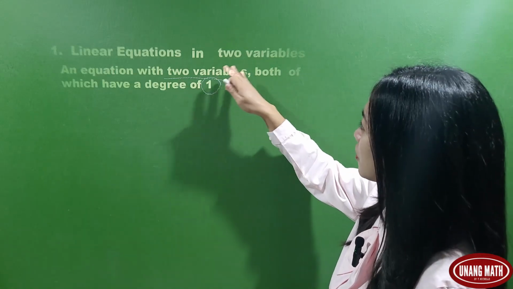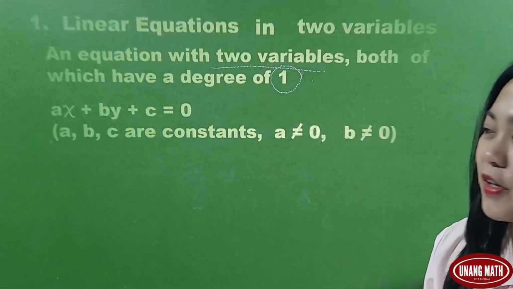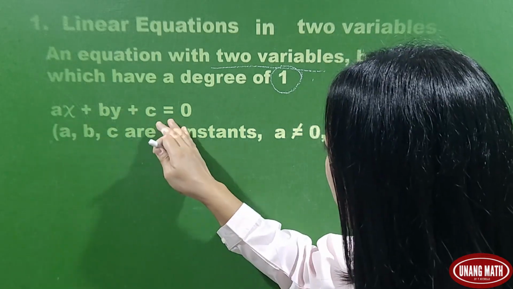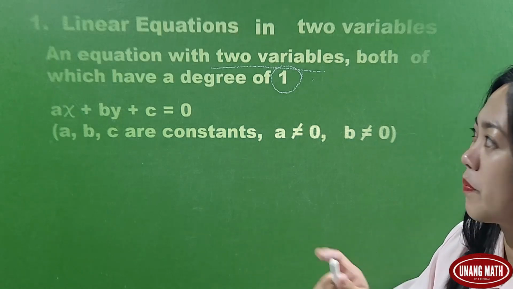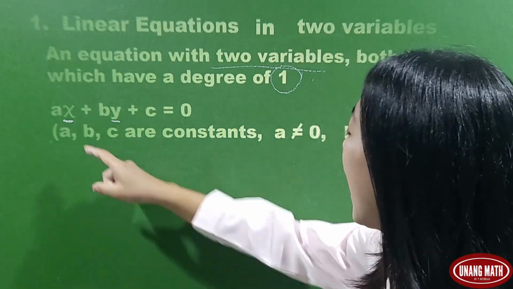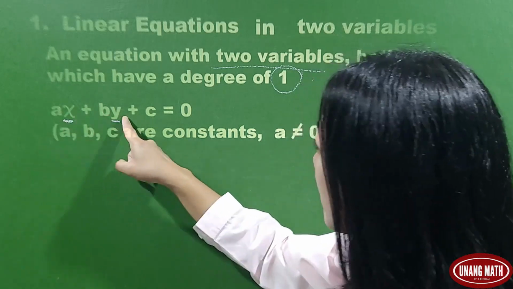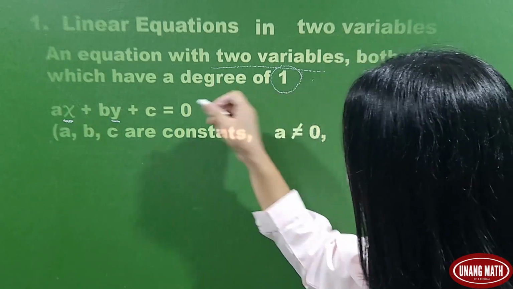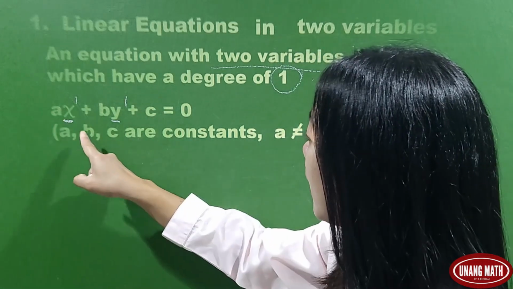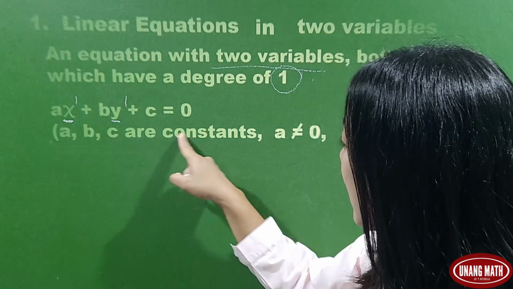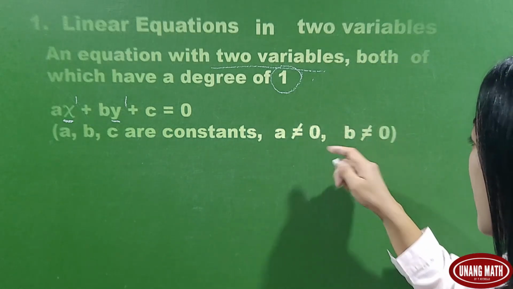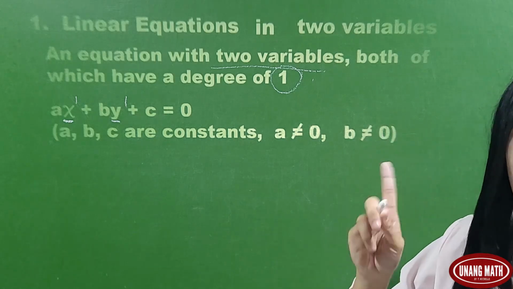Linear equations in two variables are in the form ax plus by plus c is equal to 0. The two variables here are x and y, and these two variables have a degree of 1. A, B, and C are constants, where A and B must not be equal to 0.